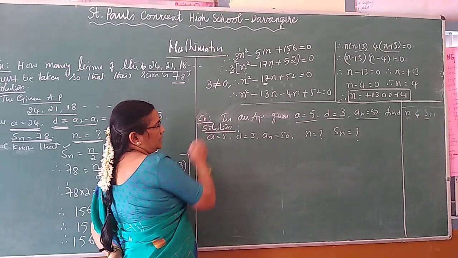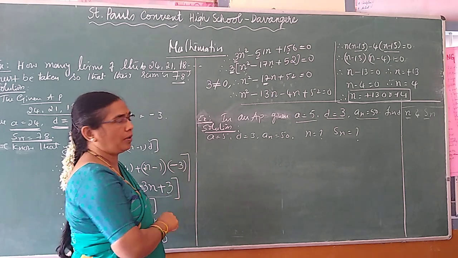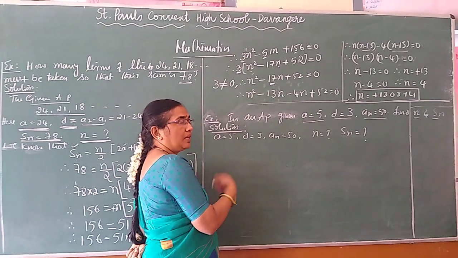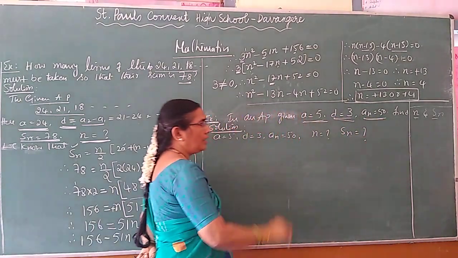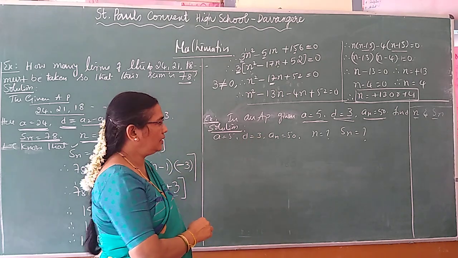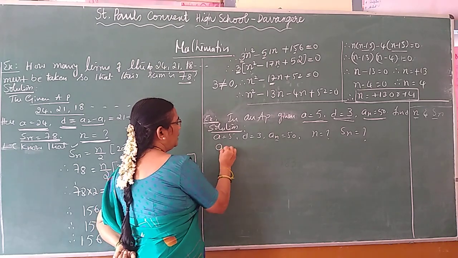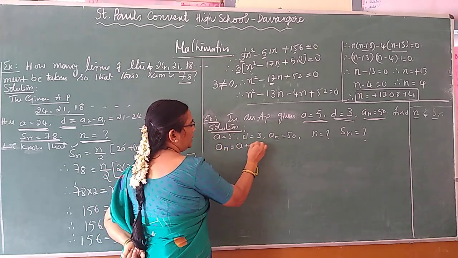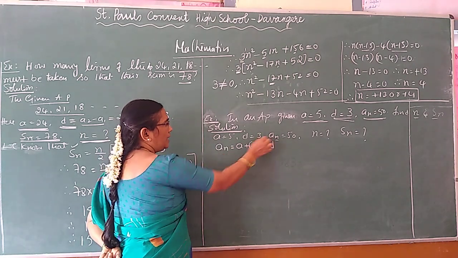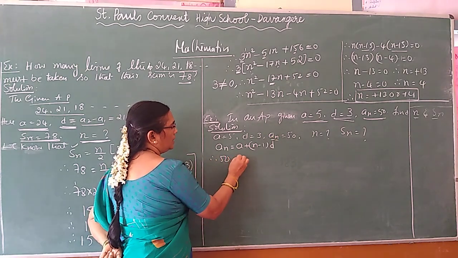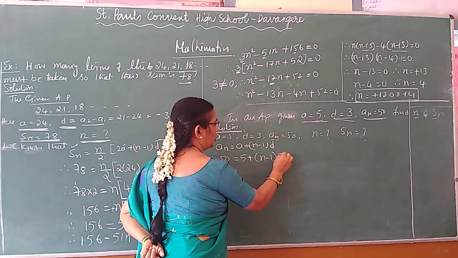Okay, children, we consider the next example. See, this is an exercise problem from the third main. I am taking the first problem. In an AP, given a is equal to 5, d is equal to 3, an is equal to 50, find n and sn. So by knowing a and d, we can find an with the formula an is equal to a plus n minus 1 into d. Okay, substitute. An is how much? 50 is equal to, a is how much? 5. n you have to find. d is how much? 3.